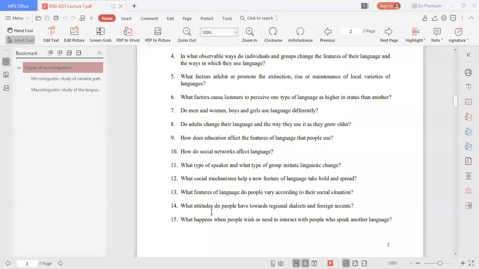Then the next question is: what type of speaker and what type of group initiate linguistic change? Can you tell me what kind of speaker and what type of group initiate linguistic change? Who brings linguistic change, changes language? What do you think? Who are the people that bring change in the language or linguistic form or linguistic situation? High society people. Anything else? Powerful people.